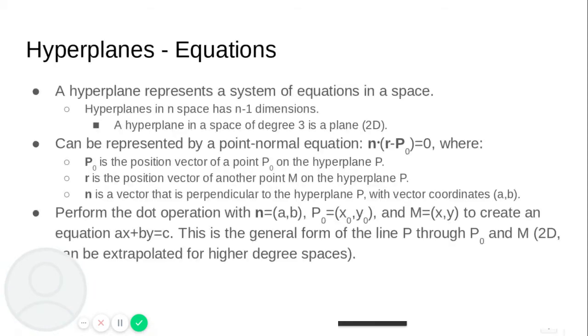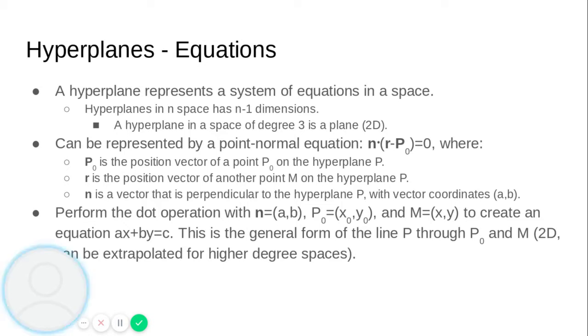Today we're going to talk about hyperplanes. A hyperplane represents a system of equations in a space. For an n-space, of any degree, of any dimension, a hyperplane will have n minus 1 dimensions. For example, a hyperplane in a space of degree 3, so 3D space, is a plane, which is just 2D. That can be applied to any dimension of space.